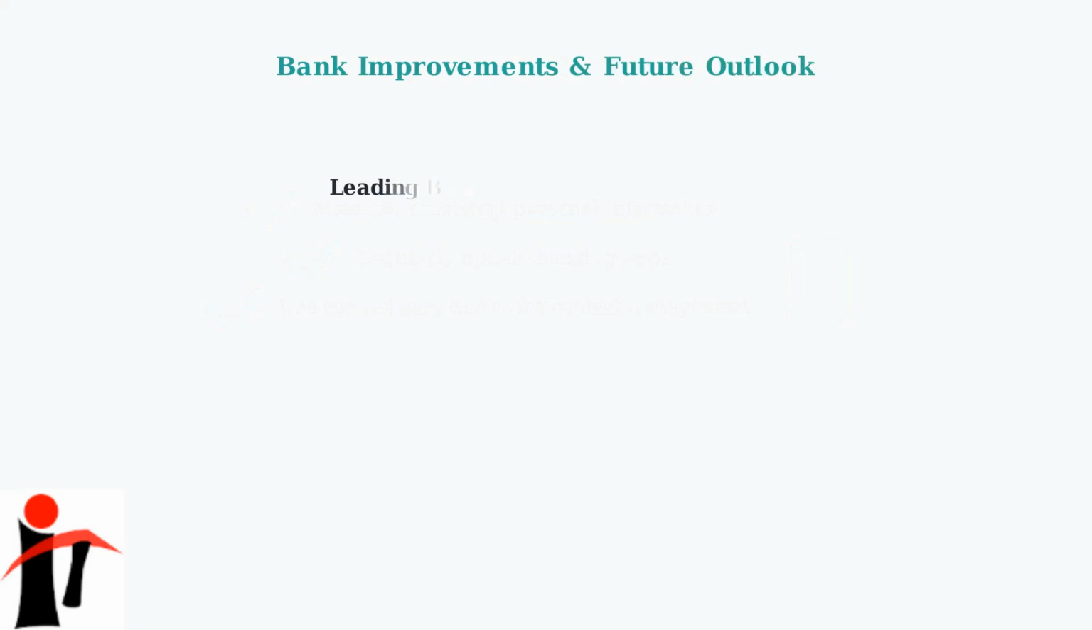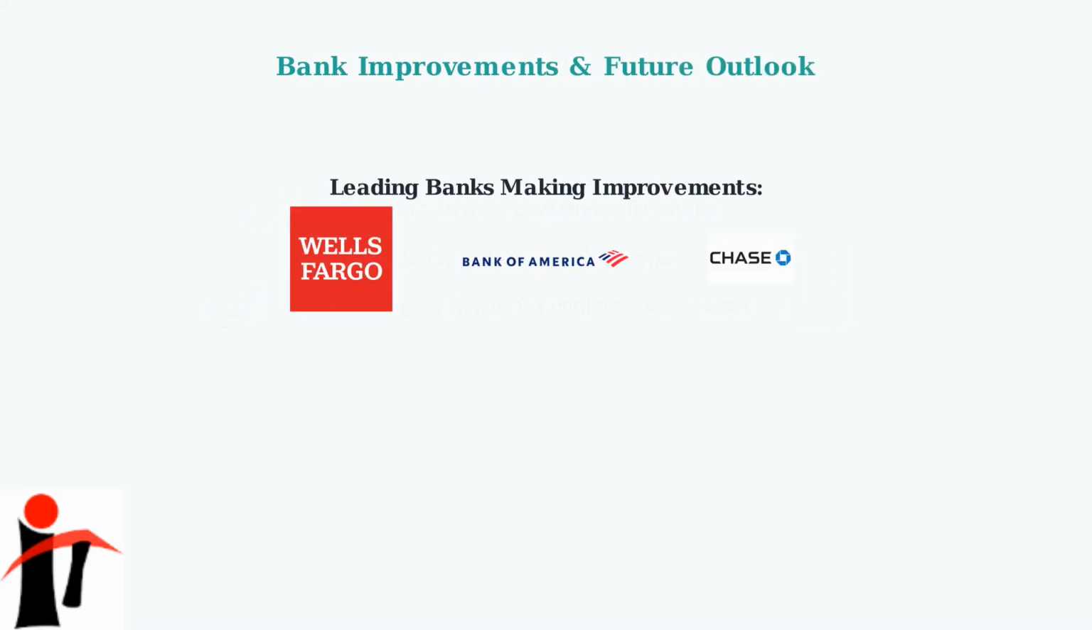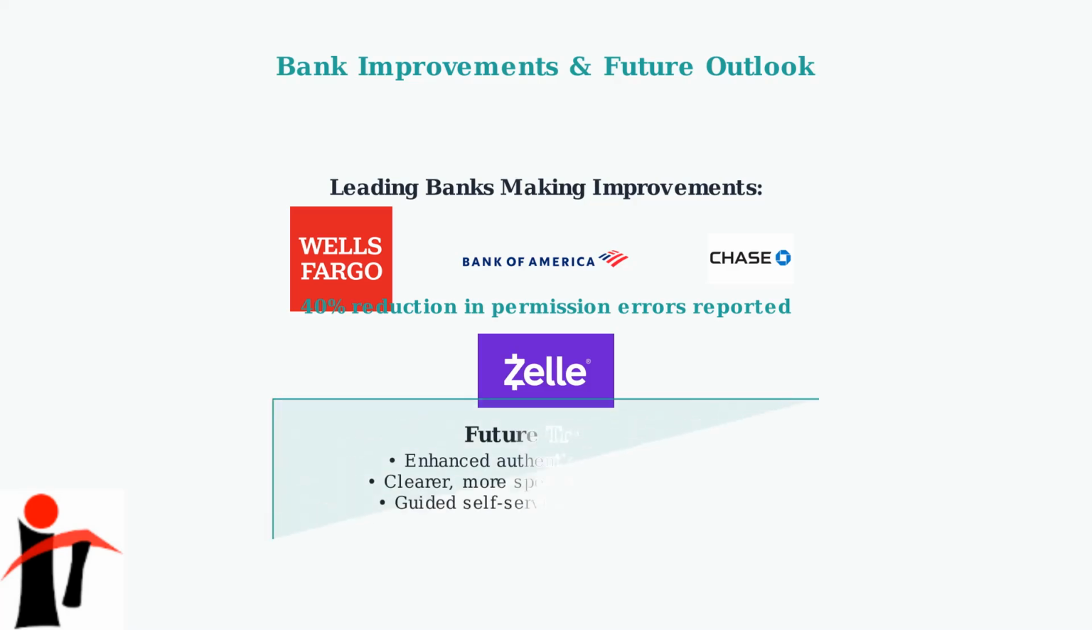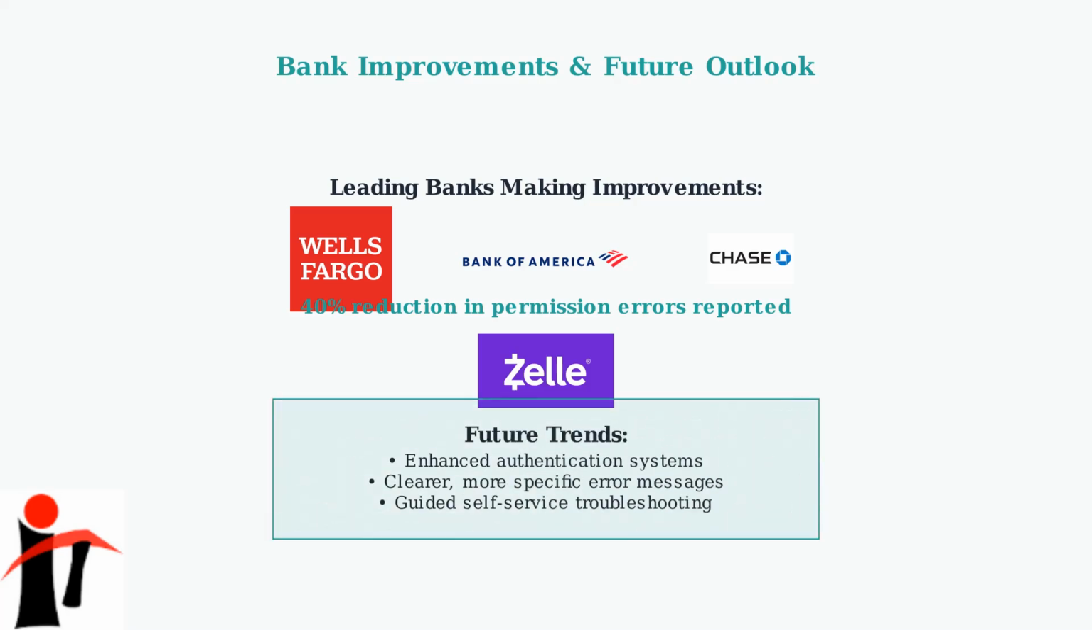Major banks are actively working to improve their Zelle integration. Wells Fargo, Bank of America, and Chase have all reported significant reductions in permission errors. These improvements include better API integration with Zelle's systems, real-time synchronization between bank servers and Zelle's database, and enhanced permission validation protocols. Looking ahead, the trend is toward enhanced authentication systems and much clearer error messages. Future updates will provide more specific guidance when permission errors occur, making resolution faster and easier for users.